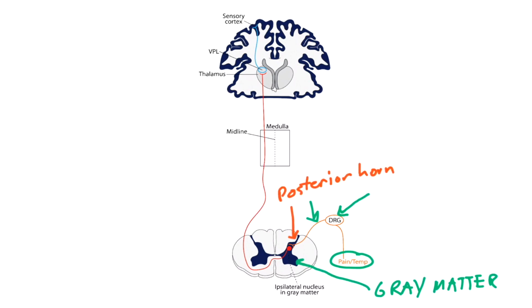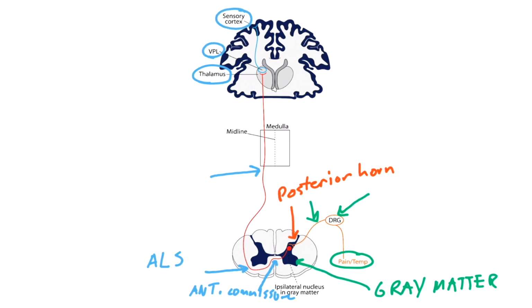Then the second neuron crosses to the contralateral side using this anterior white commissure. So the nerve finally reaches the contralateral side at the anterolateral white matter. Hence the term anterolateral system, which is a synonym for the spinothalamic tract. And then the tract just travels straight up, no more decussation. It goes straight up to the thalamus, synapses onto the VPL, and then finally enters the primary somatosensory cortex.